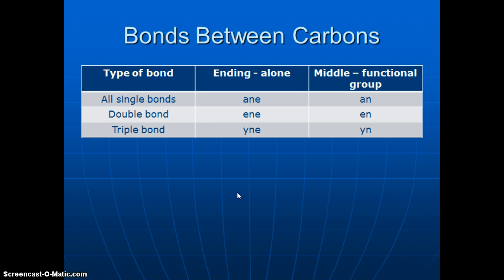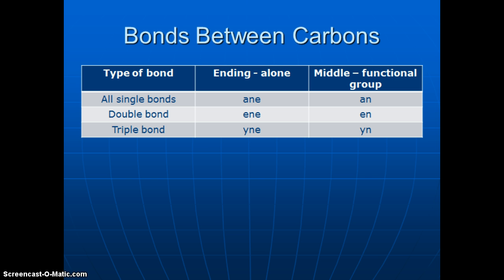If it is an organic compound with a functional group, then it just occurs in the middle, and then we just use AN. If there's a double bond, it ends with ENE, but if there's a double bond and a functional group, then just EN in the middle of the name of the organic compound. And finally, if there's a triple bond, it would end in YNE, but if there's also a functional group, then YN would appear in the middle of the molecule. So if you saw a name like hexene, you would know from the 2 parts that hex meant 6 and ene meant there was a double bond.